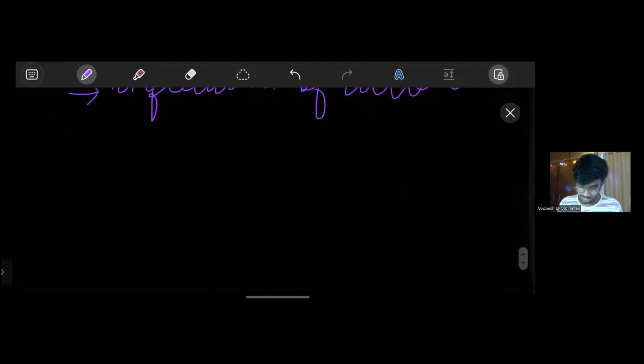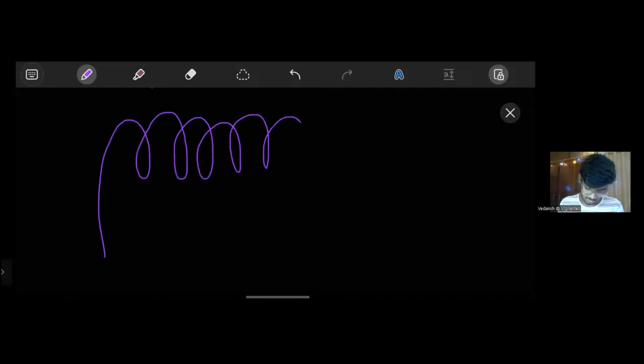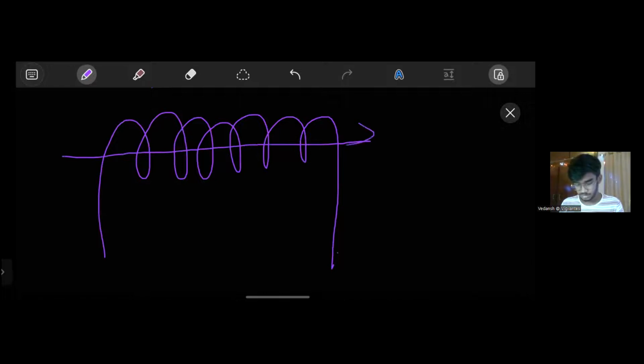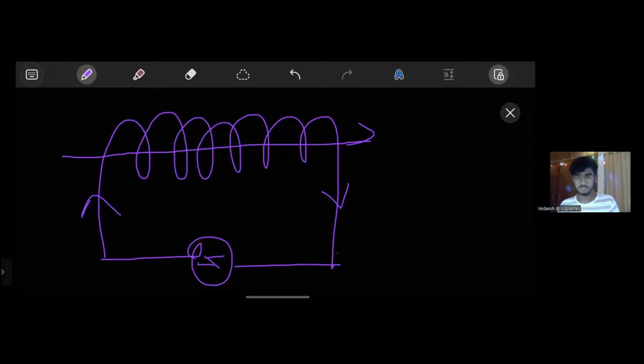What you will learn is that when there is a conductor and a magnet is pushed inside of it, there is current produced in some direction. If the magnet is pushed to this side, current will flow through this side. Now this will show deflection towards this side. So that is what it does. It basically indicates where the flow of current is going.